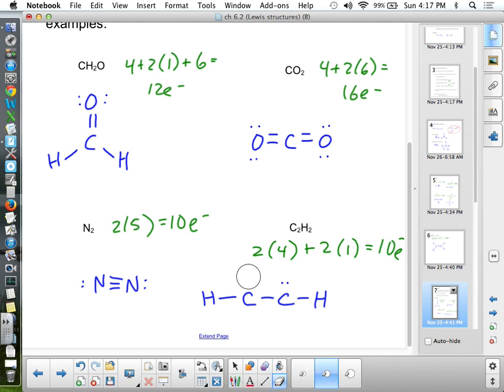So if I erase one of the pairs of electrons, now the carbon on the right has its octet satisfied, but the one on the left doesn't. So again, I'll have to erase a pair of electrons, move it over, and in fact, acetylene has a carbon-carbon triple bond.